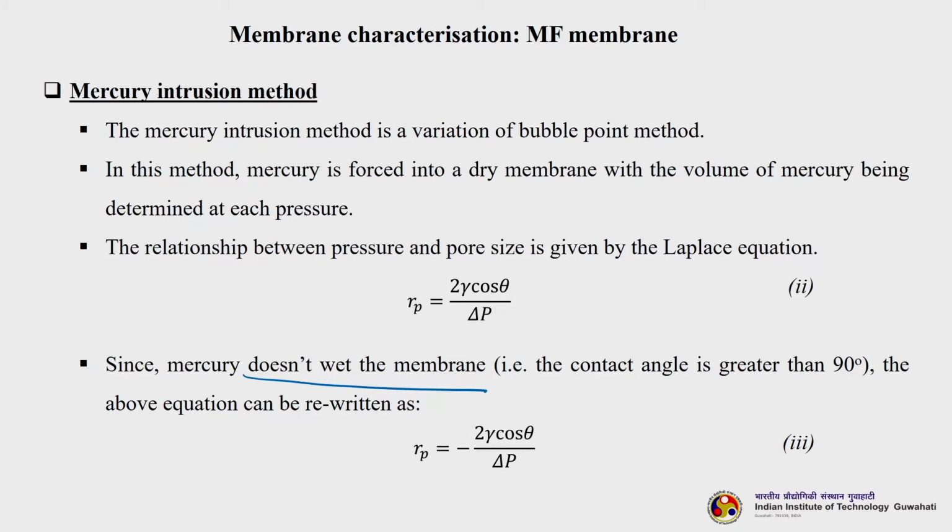So, this method is a variation of the bubble point method. In this method, mercury is forced into a dry membrane. So, the membrane is not getting wet, and the relationship between the pressure and pore size is again given by the Laplace equation. Now, since mercury does not wet the membrane, that is, the contact angle is greater than 90 degrees, the above equation can be rewritten as Rp equals minus 2 gamma cos theta by delta P. The negative sign is used to take care of the cos theta.